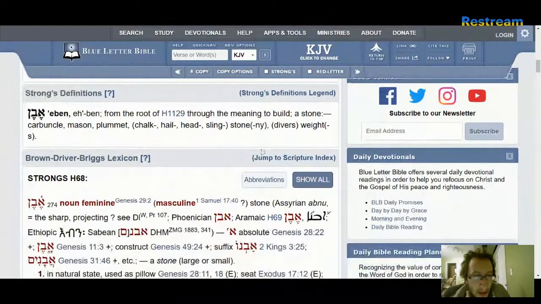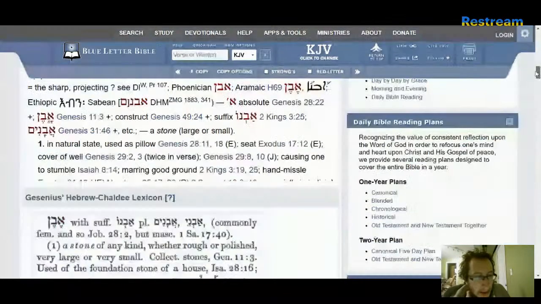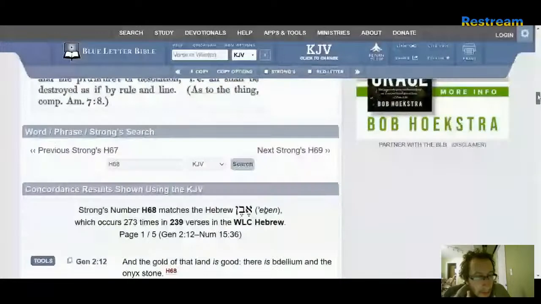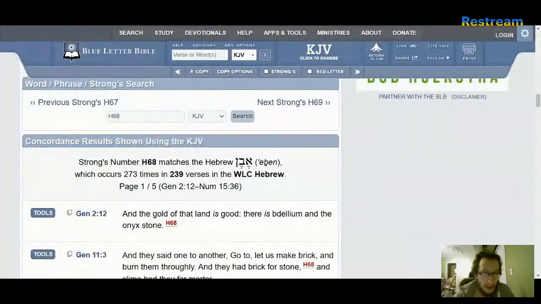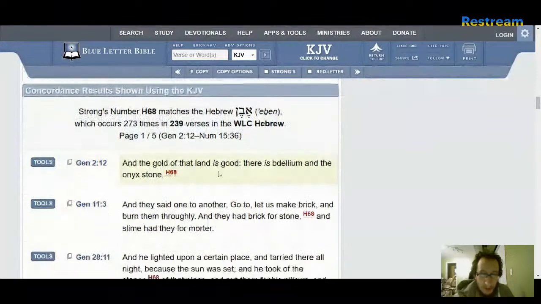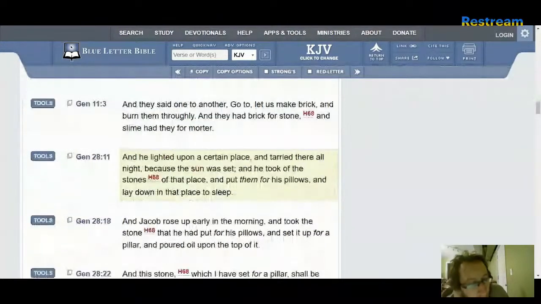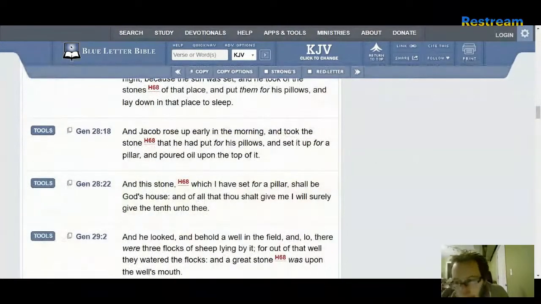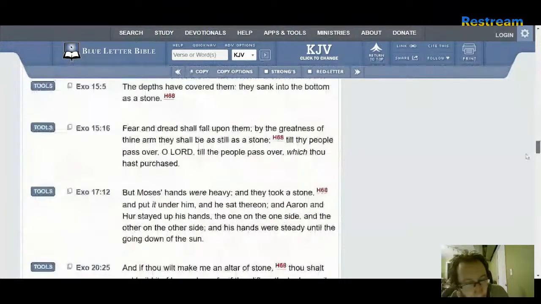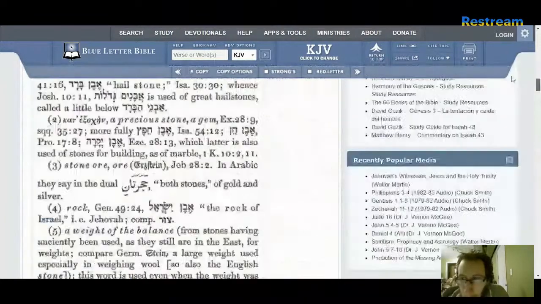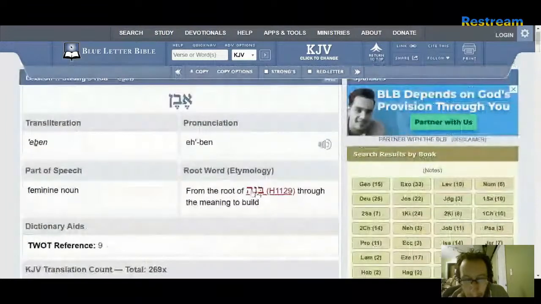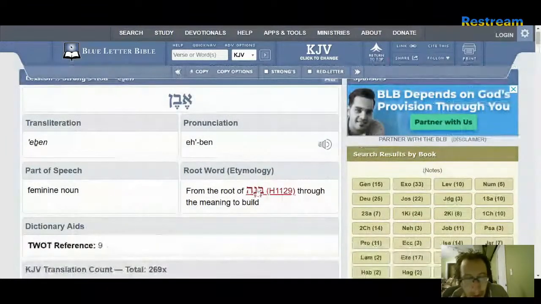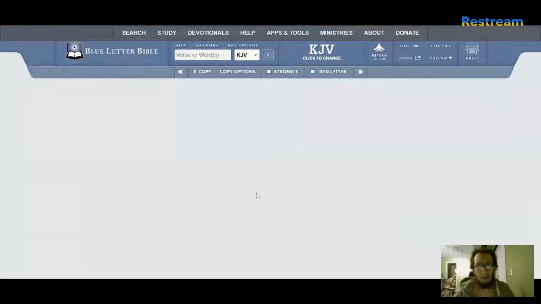It basically just means a stone, but we can see it occurs 273 times in 239 verses in the Old Testament, and each time it's essentially translated as just stone. According to scholars, the root origin of this word is the verb bana or ban, which means to build, to build or construct something.